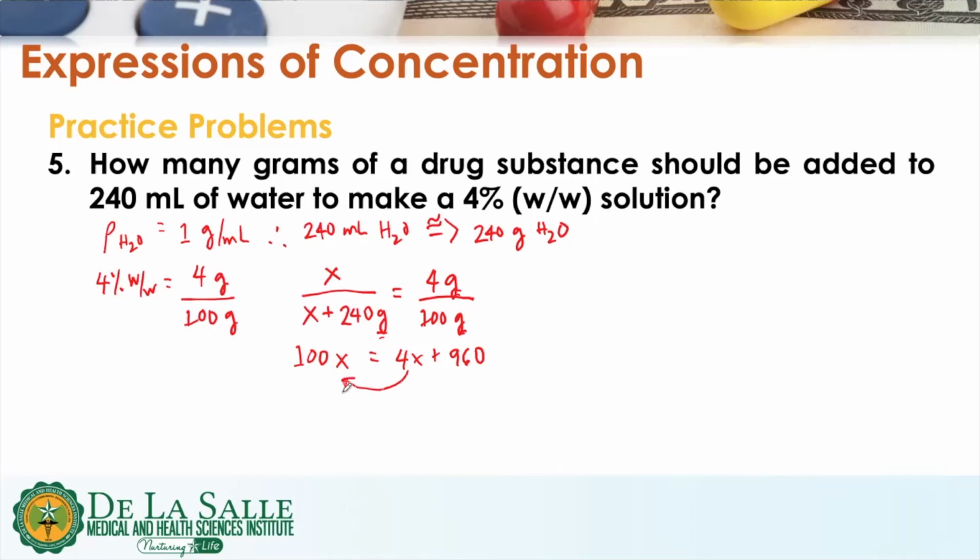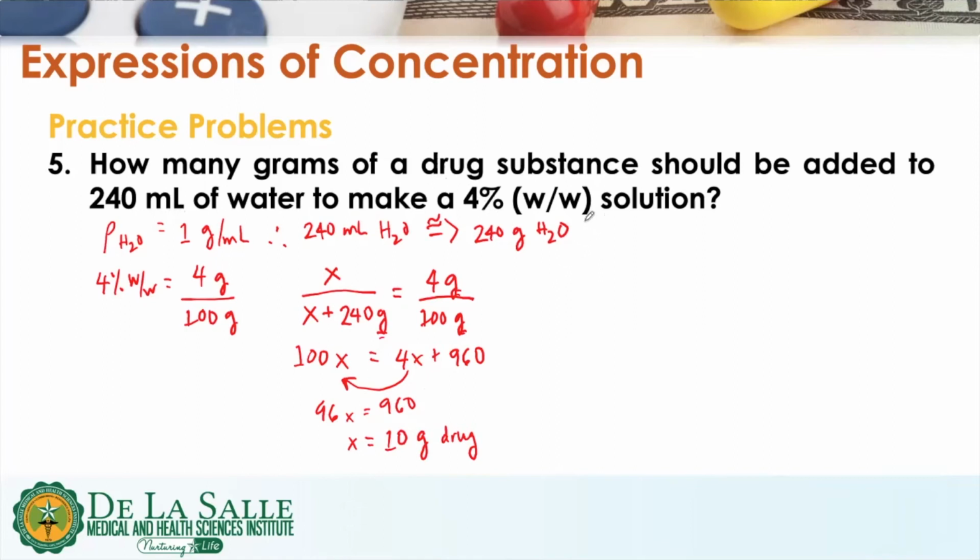Now putting this here, this will be 96x equals 960. So the value of x is equal to 960 divided by 96, or 10. We will put back the unit that is in grams. So you need 10 grams of the drug to be added to 240 milliliters of water to make a solution that has a percent weight in weight that is 4%.